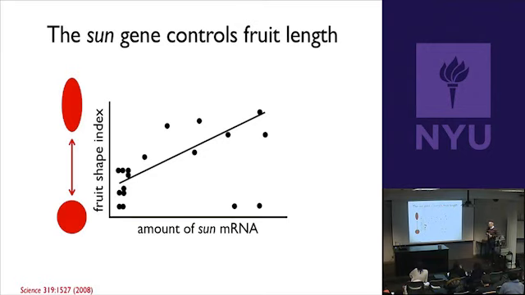Mutated for... where would the mutations be? What would be mutated? So a gene would have to be mutated, right? Not the phenotype. Okay, so which gene would be mutated? The SUN gene, and how would it be mutated?